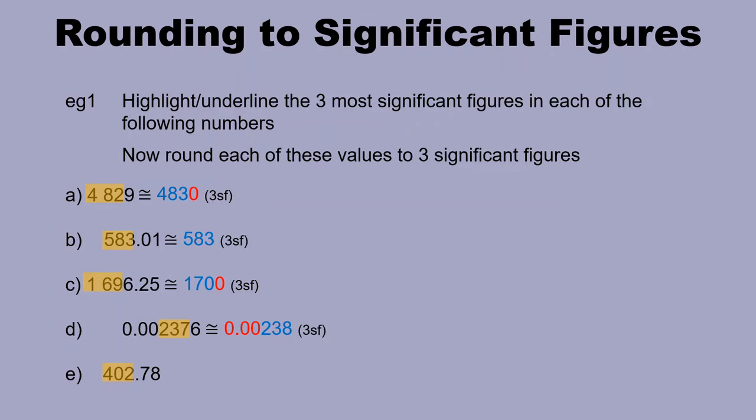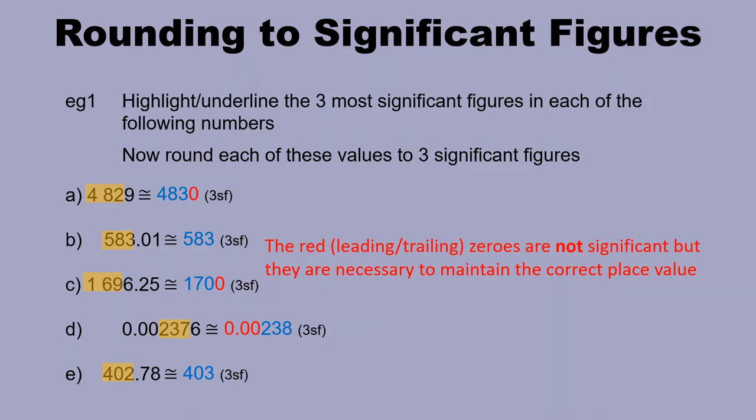So big difference there. For question E, to three significant figures, the last of our three significant figures is a 2, and to the right of that we've got a 7. A 7 is 5 or higher, so the 2 will round up. 1 more than 2 is 3, so 403. That's the three significant figures. No need for trailing zeros here, because the 4 is in the hundreds position, the 0 is in the tens position, and the 3, which was the 2 rounded up, is in the units.